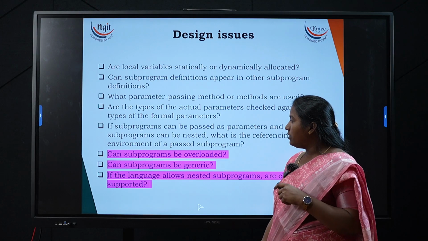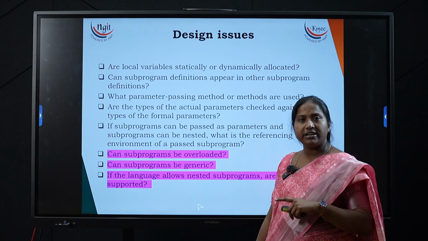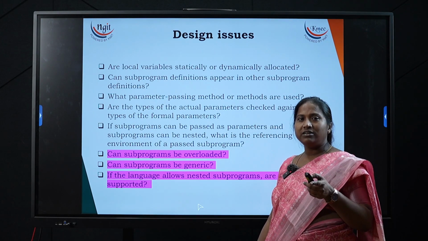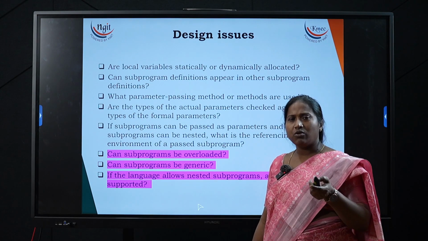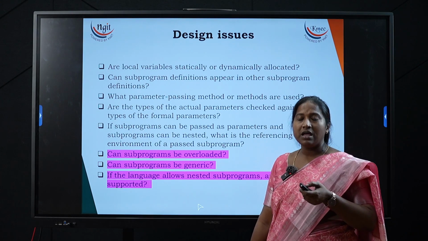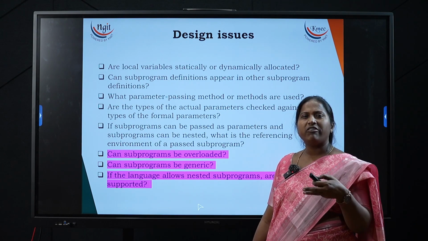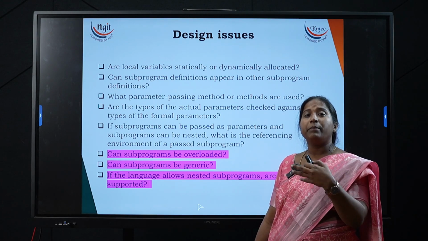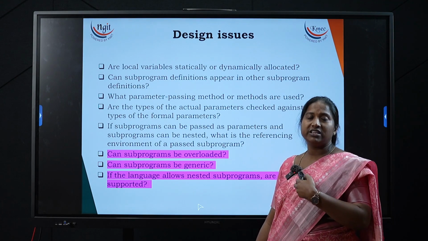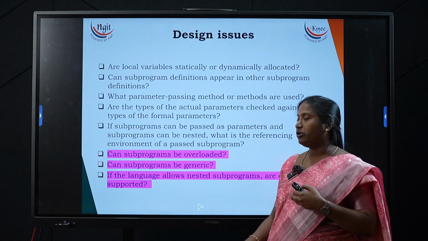And the next is, can subprograms be generic? Yes. That's what we learned as polymorphism. In object oriented programming languages, you might already have heard about polymorphism. Polymorphism is when many forms of the same type of thing are seen. We also call it the generic form. That part we're going to discuss.